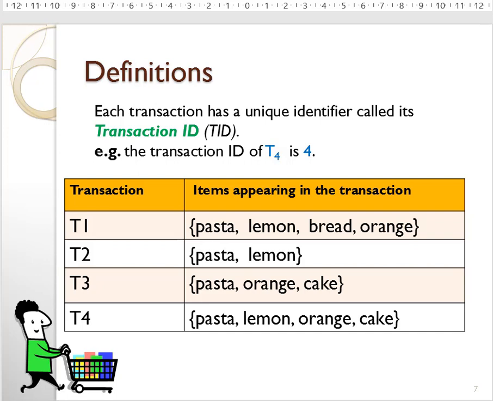So each transaction has a unique identifier that is called the transaction ID. So for example, the transaction ID of T4 is 4. Okay, so this is very simple. The transaction ID of the first transaction is 1 because it is called T1.